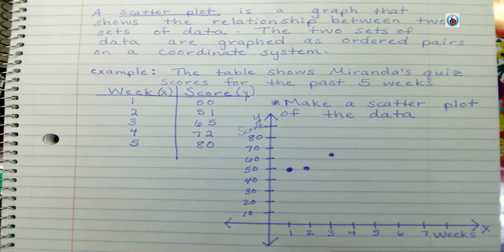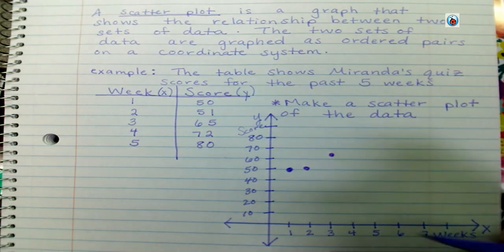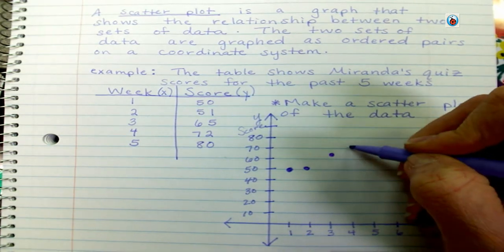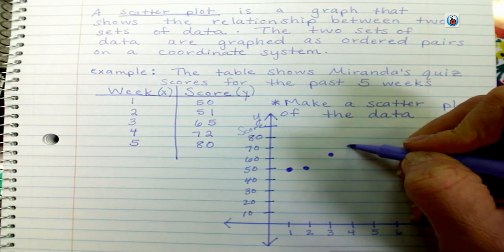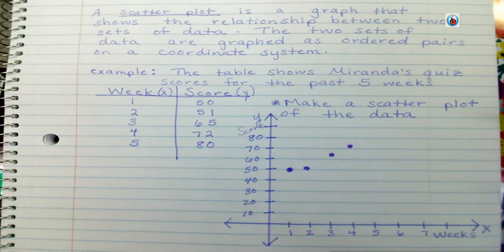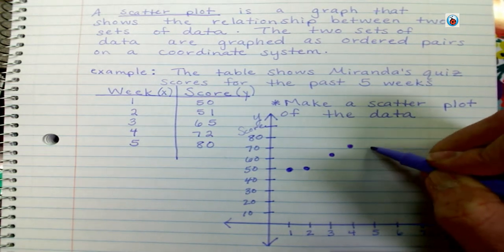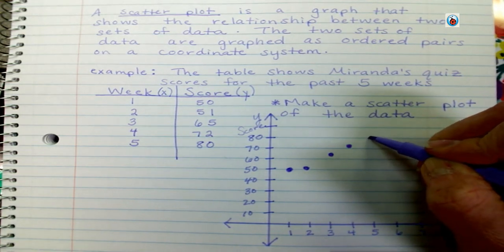And plot that point. Week 4 is 72%, so week 4 I'm going up to 72%, just a little bit above 70. And week 5 was 80%. So in week 5, I'm going to go all the way up until I hit 80% right here.